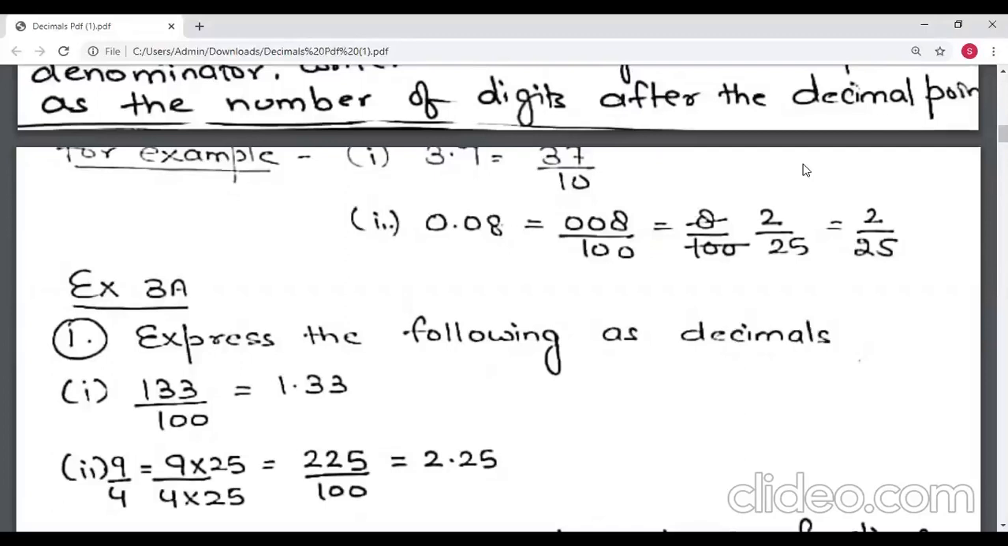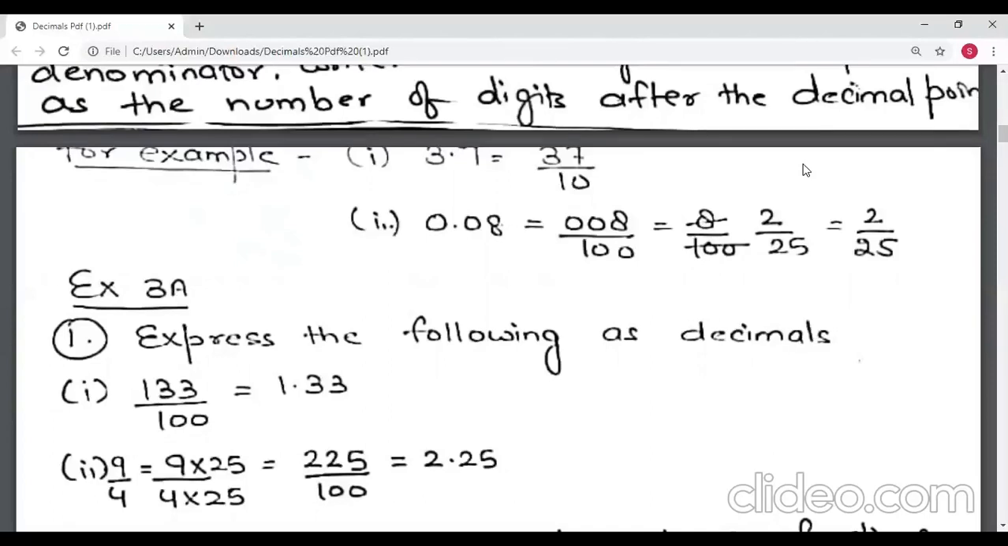After writing this number, we'll write it in the simplest form. 8 upon 100, we will cancel it by 4. 4 2s are 8 and 4 25s are 100. So the answer will be 2 upon 25.